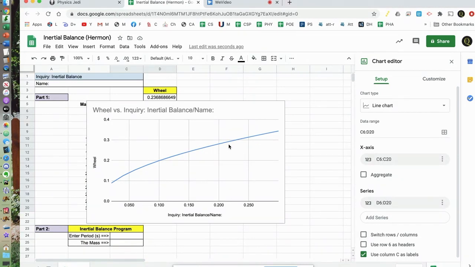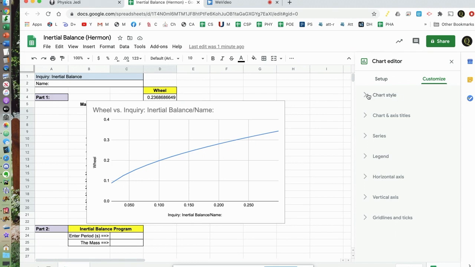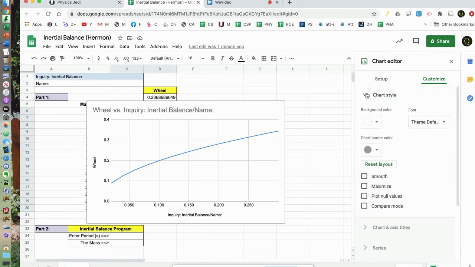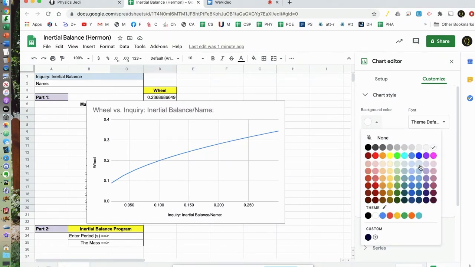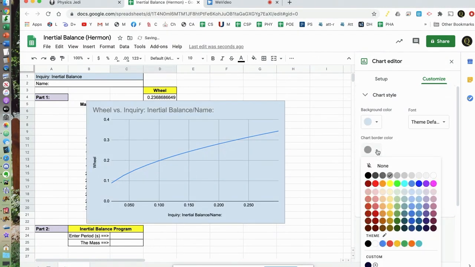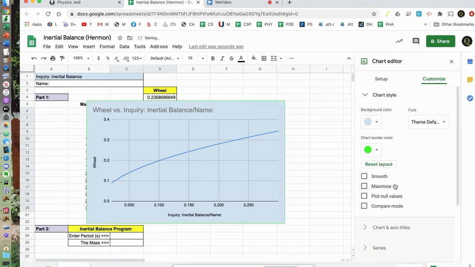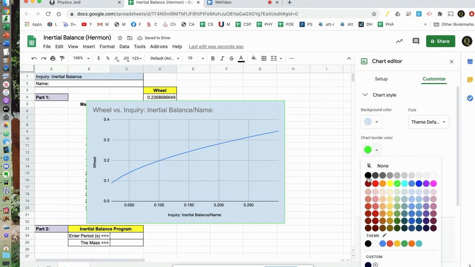And just to prove that this is not a straight line, what we want to do is we'll come into, well, let's look here. We got some things we need to change here. It says it tried to do a title, wheel versus inquiry balance name. I don't know why it did that. Let's go to customize, go to chart style. And in chart style, there's some things you can do. Background color, I can make like a little blue background. Border color, I can make it, I don't know, green, whatever, black.